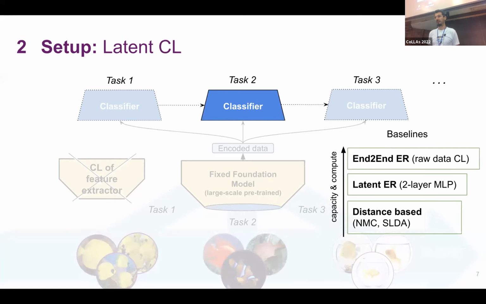And we also have the baseline that we call end-to-end ER. This is standard continual learning where we train end-to-end both the classifier and the feature extractor and do raw data experience replay. In all experiments, we are in the single head setting, and we're doing class incremental learning. If needed, we're using replay to prevent forgetting. We chose replay because of its generality and its applicability to the class incremental setting.